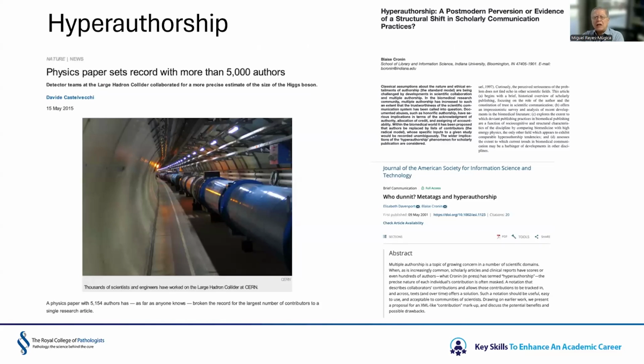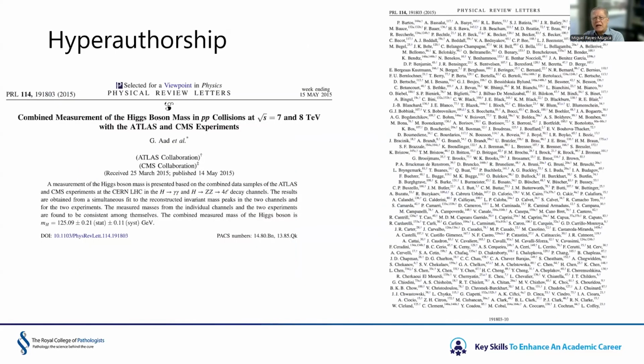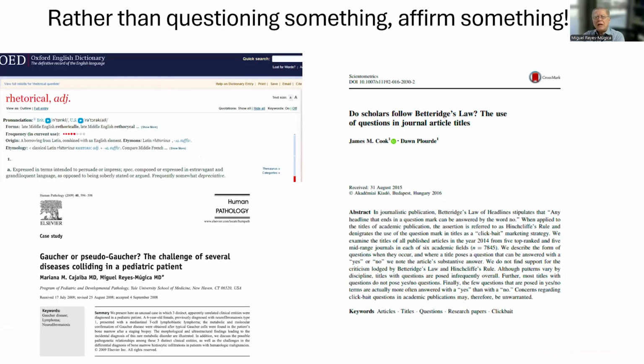There is another tendency, in particular in other sciences, but also in medicine, with hyper-authorship. You have to be careful. For example, this physics paper sets the record with more than 5,000 authors. So there are papers written about hyper-authorship, and you have to be careful not to feed that trend, like in this particular case.